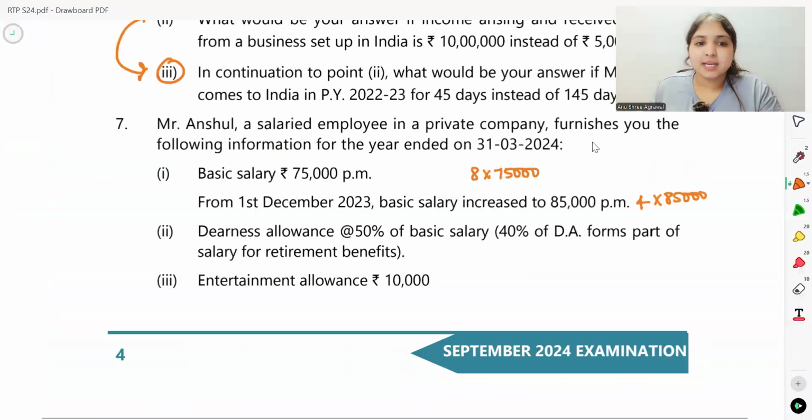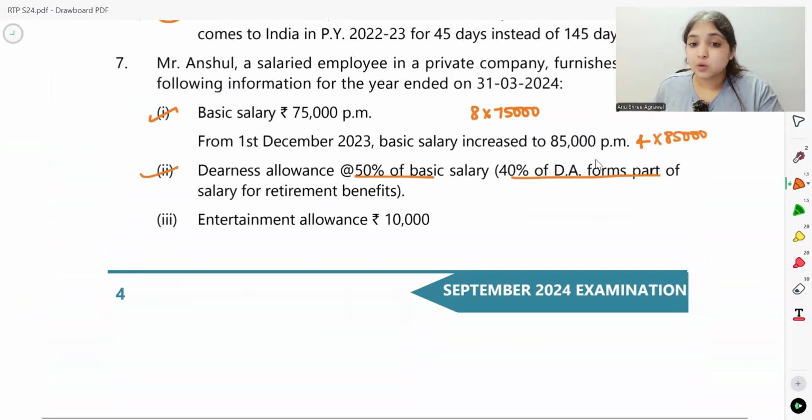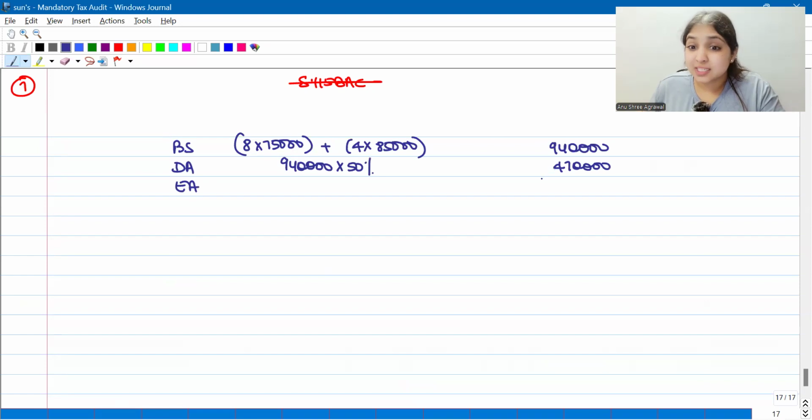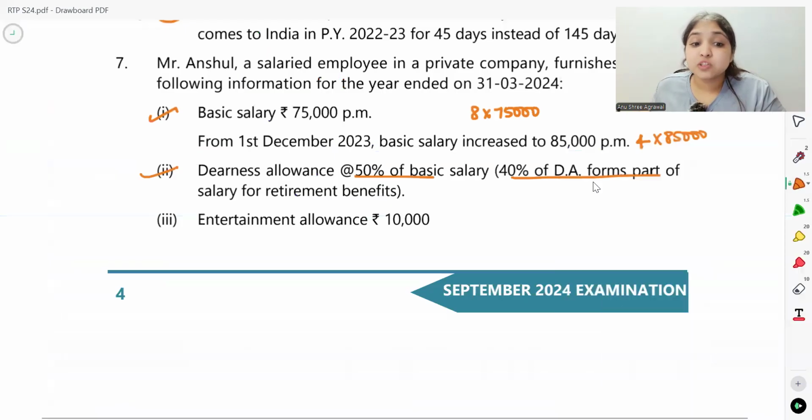Then the next adjustment, DA is 50% of basic salary and 40% of DA is forming part. So forming part, I will not bother about that right now. Total DA of the assessee is 50% of the basic salary. So 9,40,000 into 50%, that's going to be 4,70,000. All right, guys, this is also done. Then entertainment allowance is 10,000 rupees. Entertainment allowance is fully taxable. You will get section 16 deduction only if assessee is a government employee, central government or state government employee. So if assessee happens to be a government employee, then assessee will get section 16 deduction of entertainment allowance.